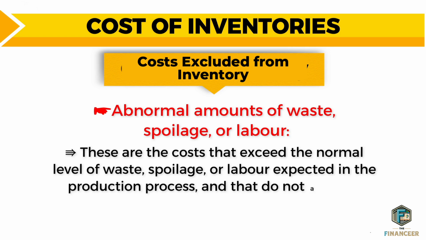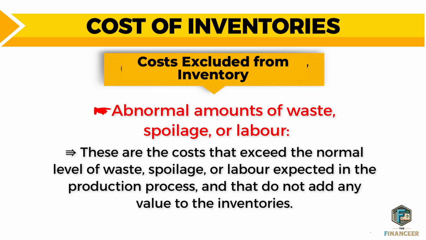What does it mean? It means that the normal amount of waste and spoilage and labor is considered part of the cost of the inventory, but the abnormal amount is not. So what are the abnormal amounts of waste and spoilage and labor? These are the costs that exceed the normal level of waste, spoilage, and labor expected in the production process, because the normal level of waste is expected. So the abnormal level of waste is exceeding the expected level of the normal waste in the production process. And that doesn't add any value to the inventories.